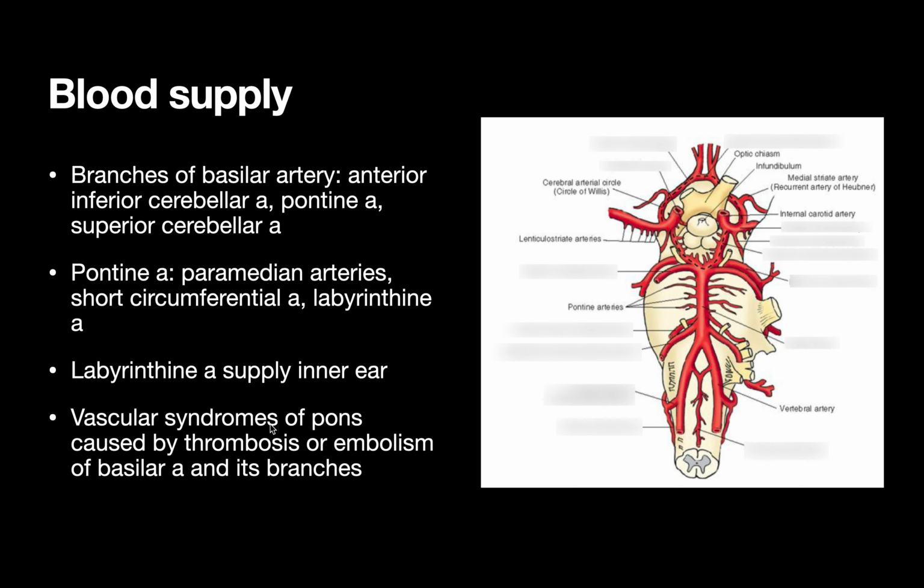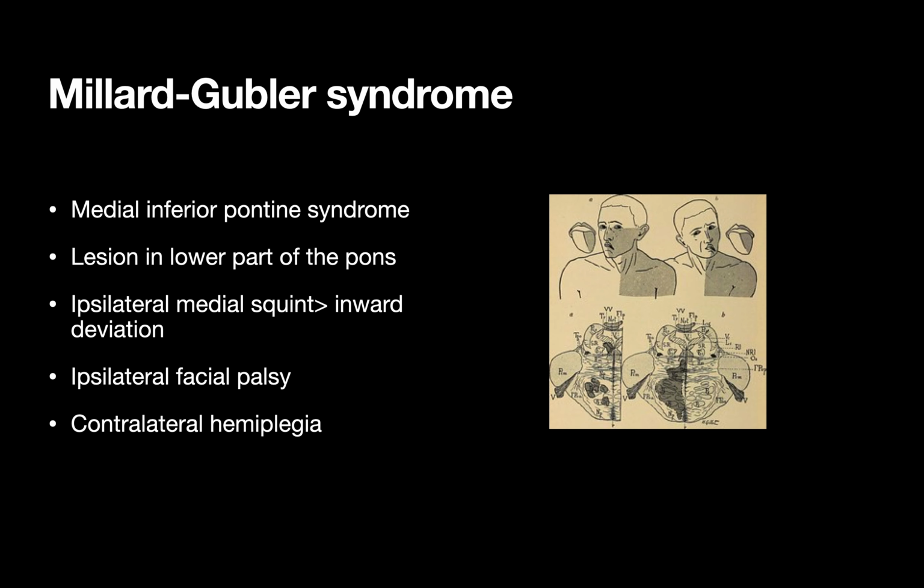The labyrinthine artery supplies the labyrinth in the ear. And the vascular syndromes of the pons are going to be mostly caused by a thrombosis or emboli of either the vertebral artery or the pontine arteries. In really bad cases, it would be the actual basilar artery itself, but that would have far greater consequences. Okay, let's go through the interesting stuff.